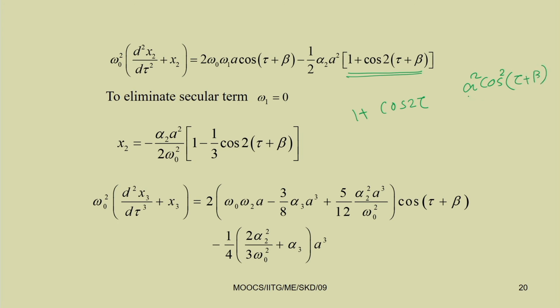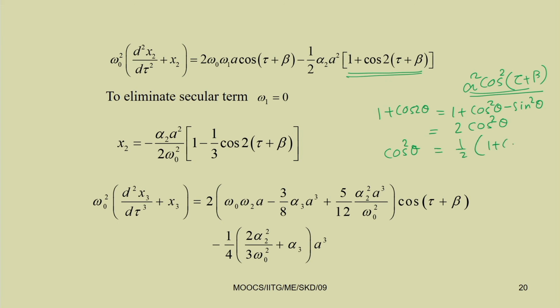Many students make a mistake here. They must expand this term and write it using the cos 2 theta form. As you know, 1 plus cos 2 theta equals 1 plus cos square theta minus sin square theta. So 1 minus sin square theta equals cos square theta, and this becomes 2 cos square theta.